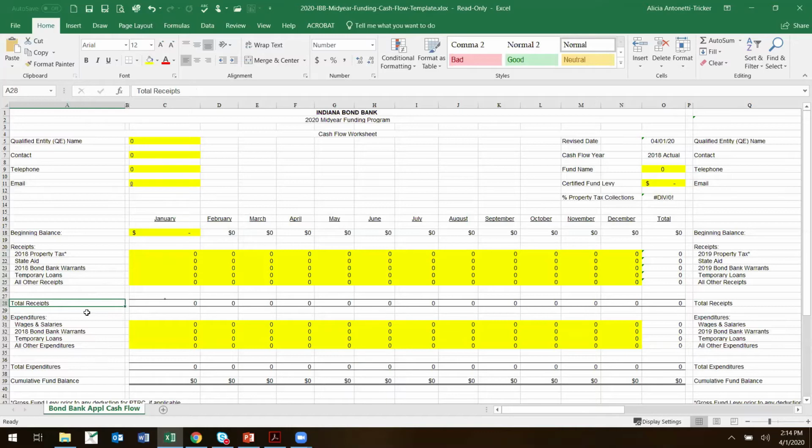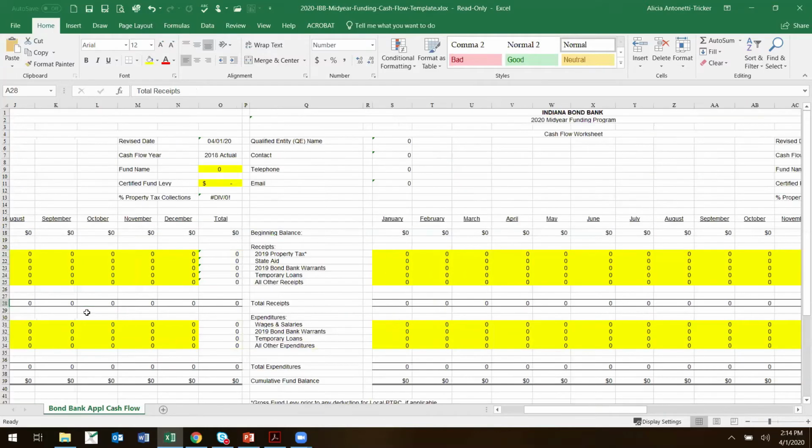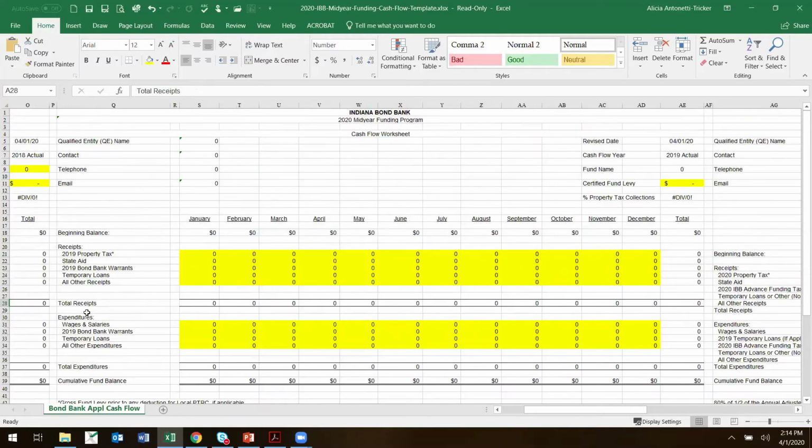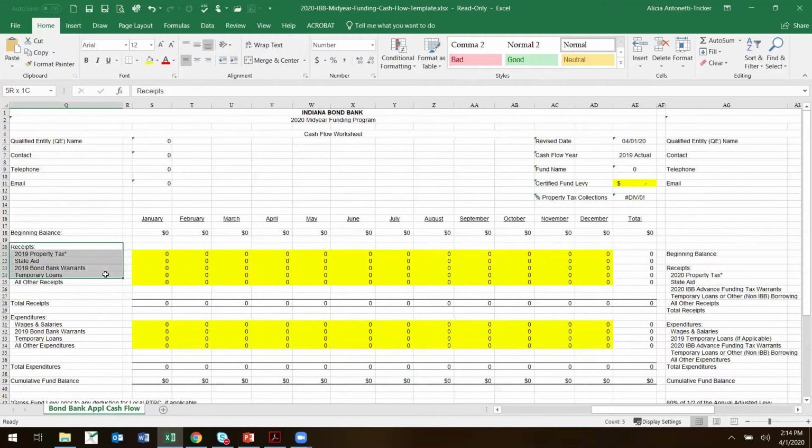Then if you scroll to the right, you'll see it's the exact same information for 2019. Same information gets inputted. All said and done, you want to make sure that that ending cumulative fund balance for December matches how you actually ended the year in that particular fund for December 31 of 2019. Both of those are the historical cash flows that I was referring to.